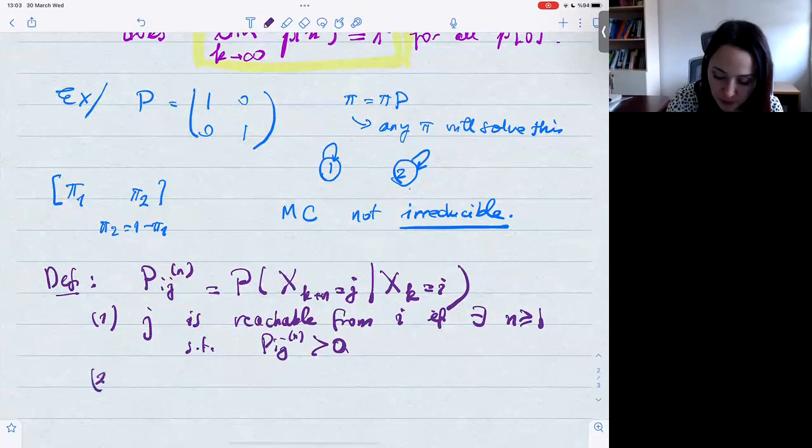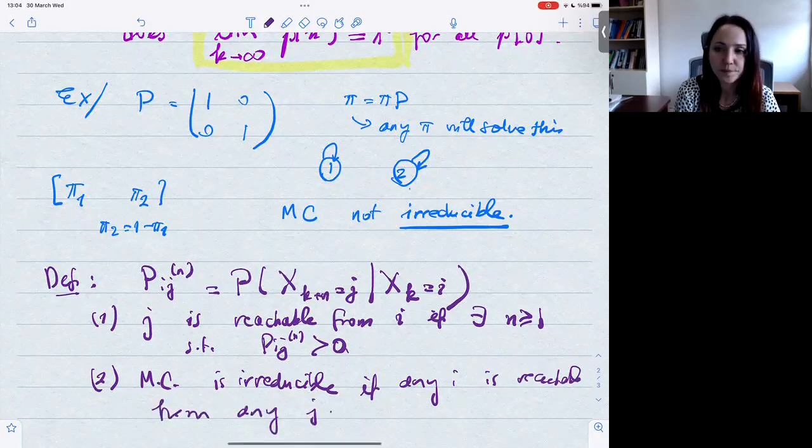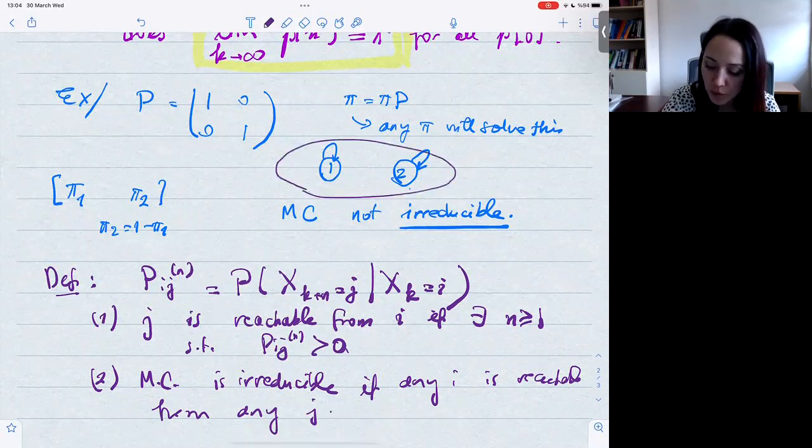Now, based on this, a Markov chain is called irreducible if any state is reachable from any other state. So in this example, if you look at this example, 1 and 2 are not reachable from each other.